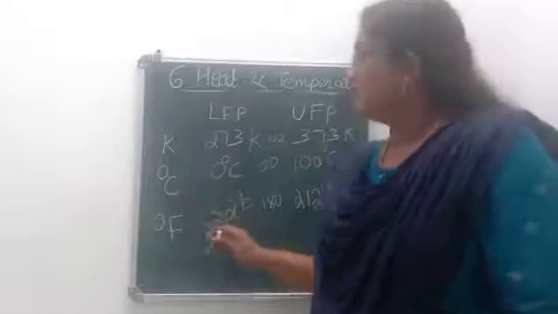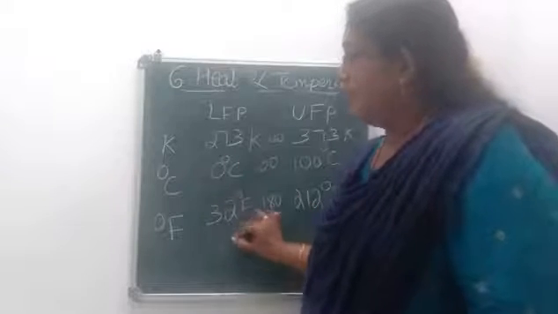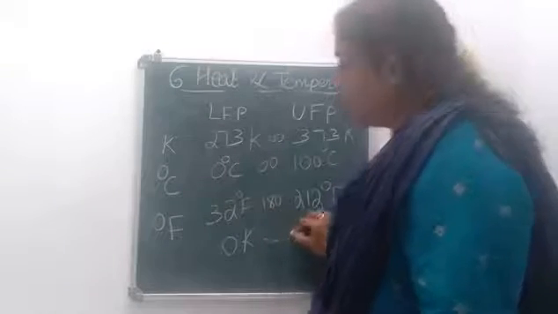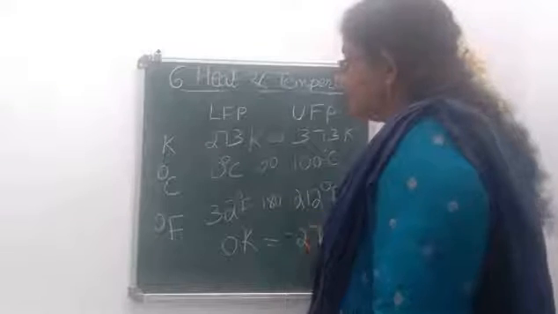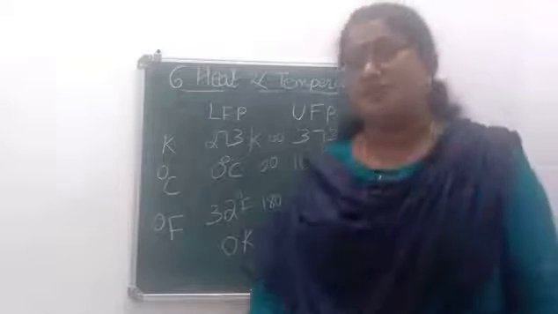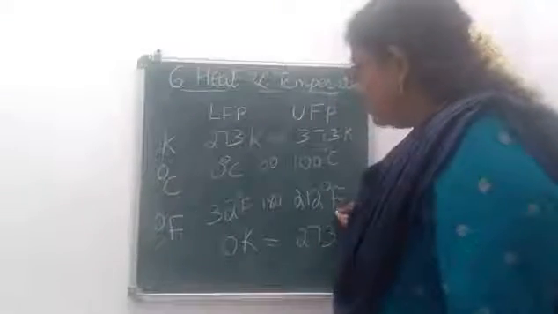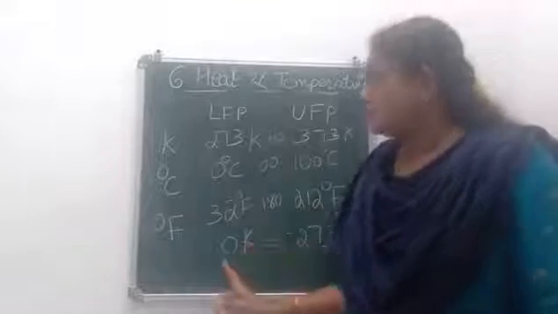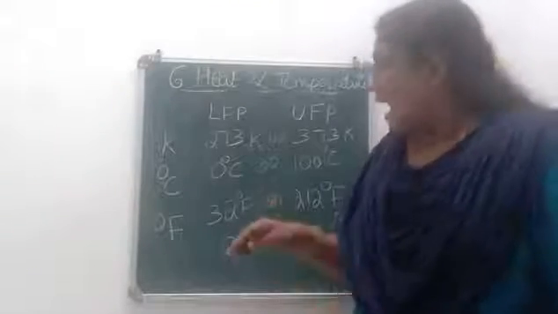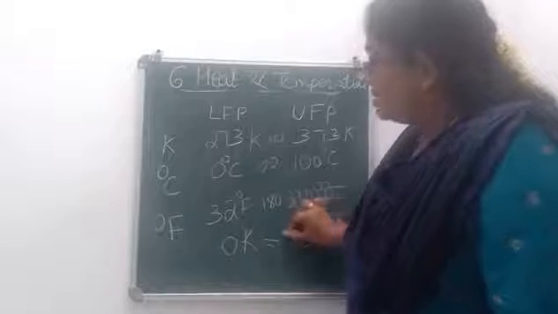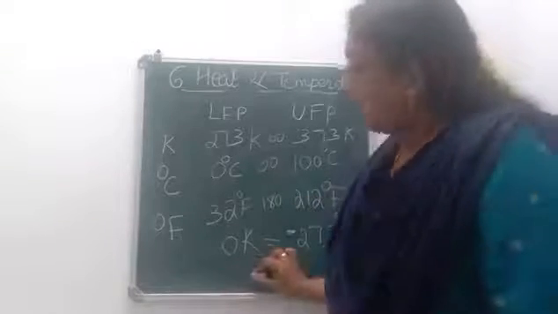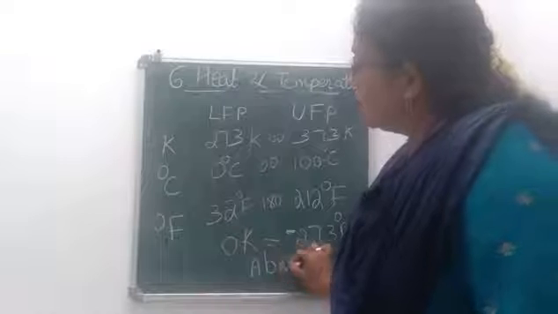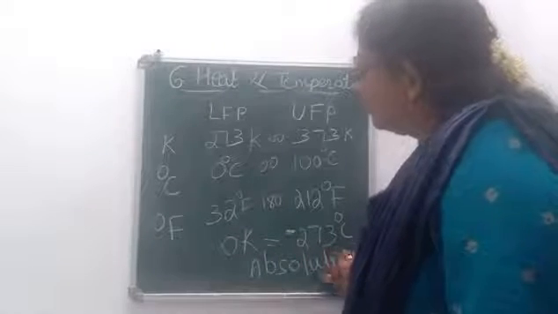Now, if we say 0 Kelvin, 0 Kelvin means it is minus 273 degrees Celsius. Minus 273 will be considered as 0 Kelvin. And this value, or this temperature, can be called as absolute 0 or 0 Kelvin.